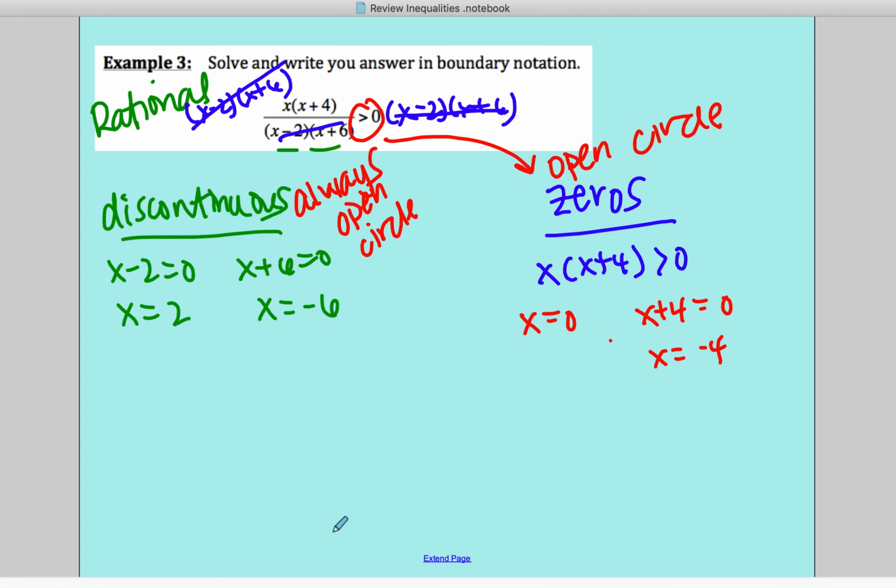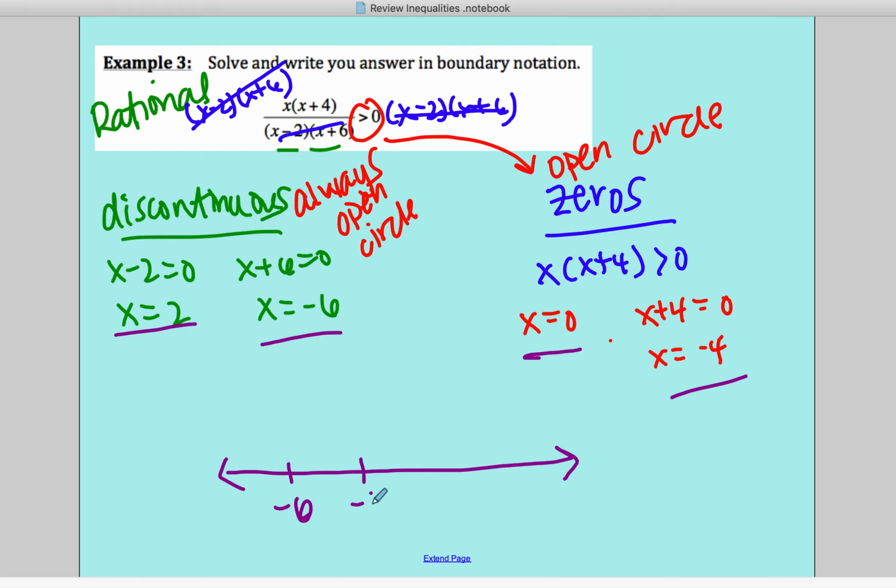Then what I need to do is put all of those numbers, my discontinuities and my zeros, on a number line. So negative 6, negative 4, 0, 2. Putting them in order is the hardest part. I promise you when I grade, that's the biggest mistake I see. In this case, they're all going to be open. And now we go ahead and test points like we did with our polynomials. The only new part is really taking into account your discontinuities.